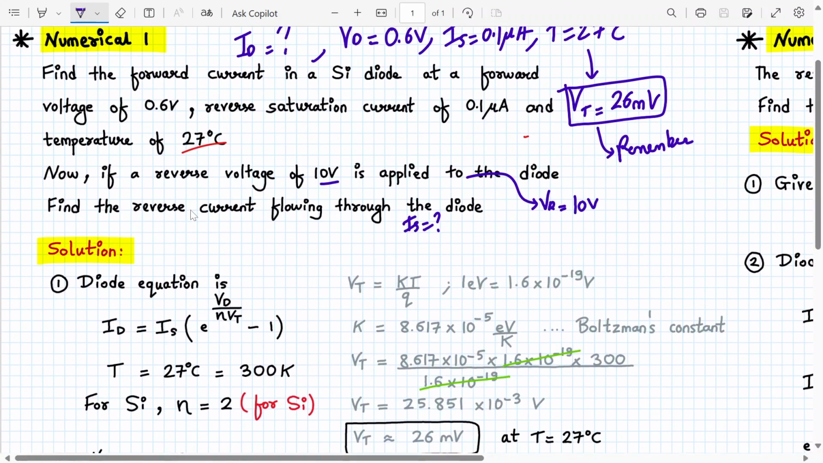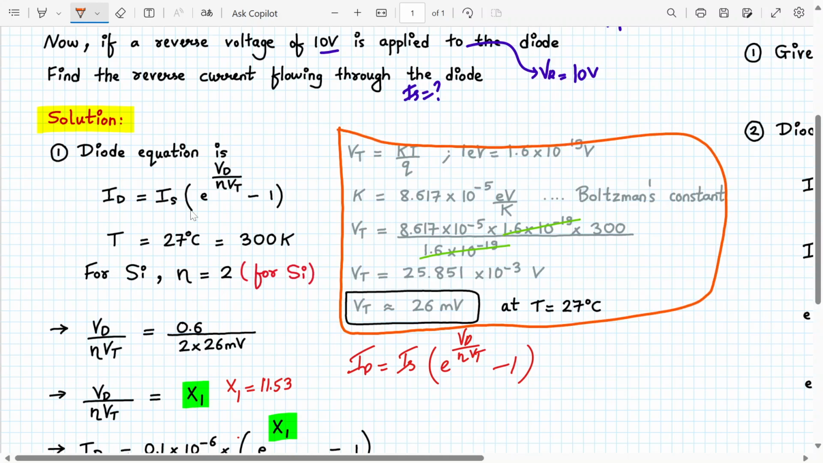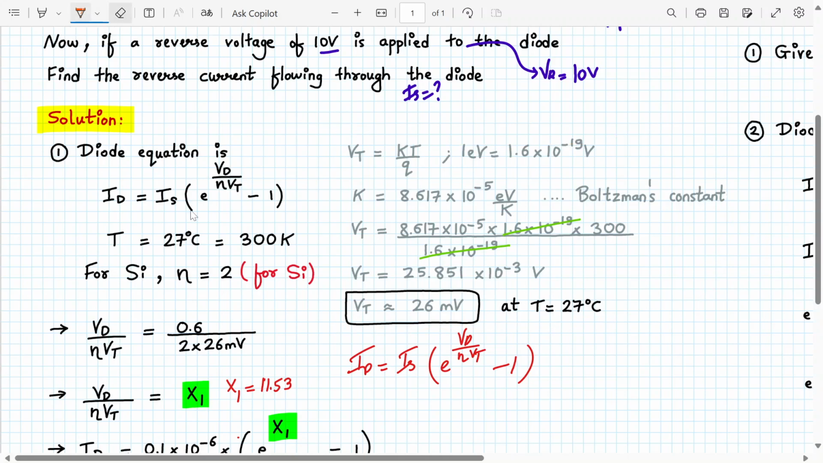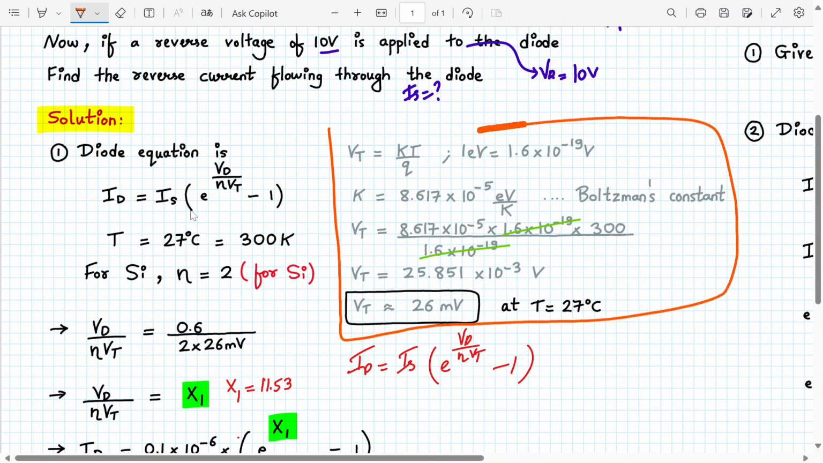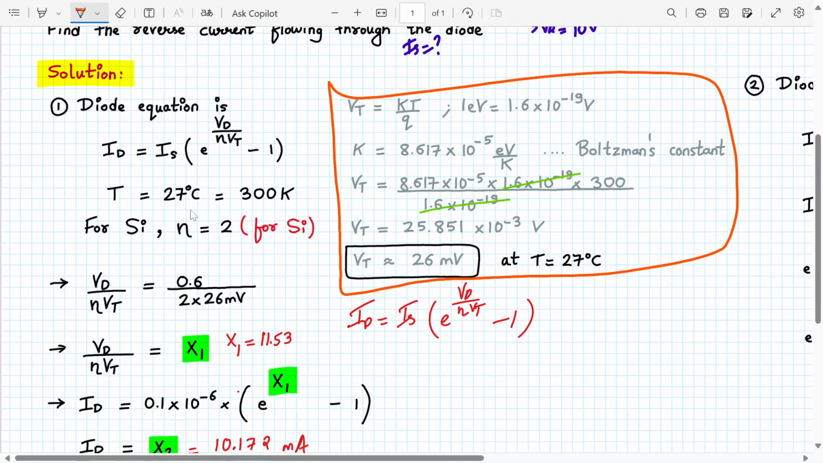So first case we have to find ID. First, here is the proof that Vt is 26 millivolt. No need to write that in the exam. This is for one-time reference for you all. So directly substitute Vt equal to 26 millivolt over here. Then start writing the diode equation: ID is IS times e raised to VD upon eta Vt. Now since it is a silicon diode, for silicon you take eta as 2.